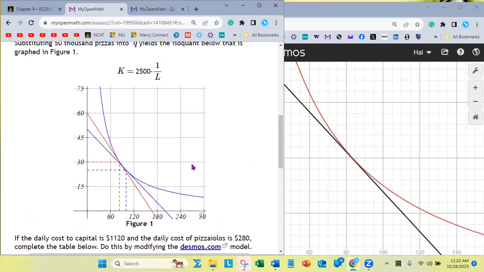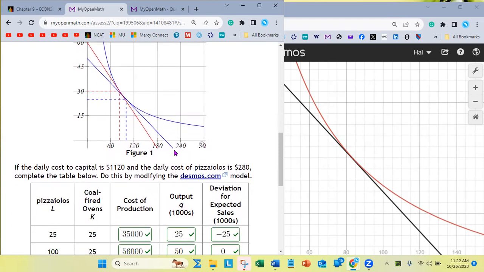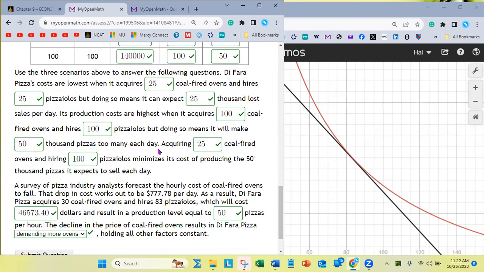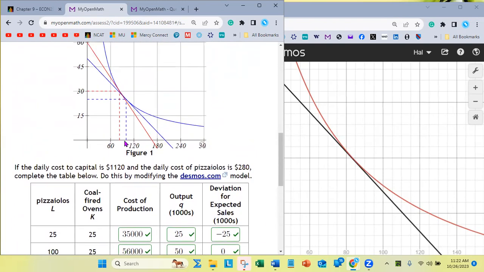Okay. And the way you'd graph or label this, this would be capital, this would be labor. This would be Q equal to 50. This blue line would be cost, C, equal to 56,000. This red line would be cost equal to 46,573. And then our optimal solution here: we started out with 100 laborers and 25 units of capital. We ended up with 30 units of capital and 83 pizza chefs.